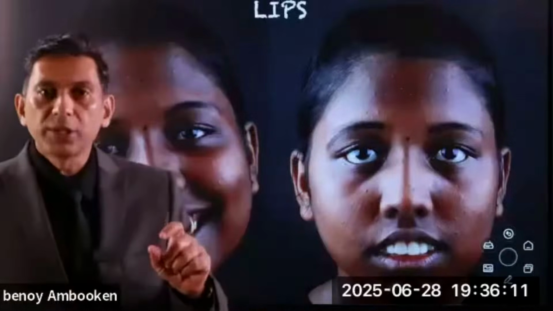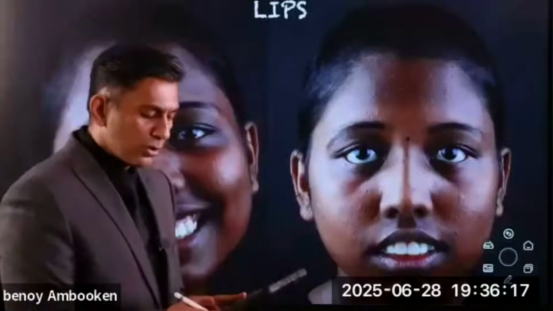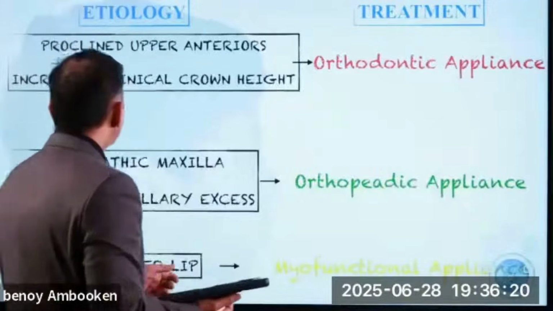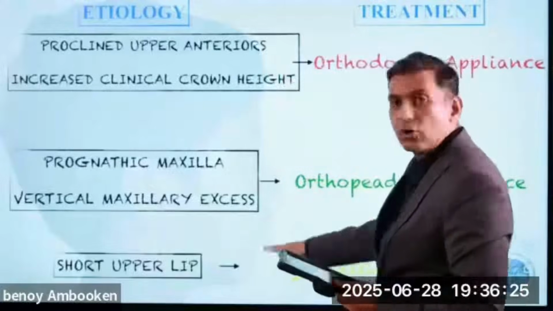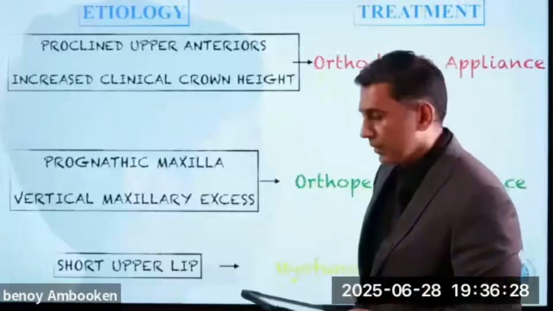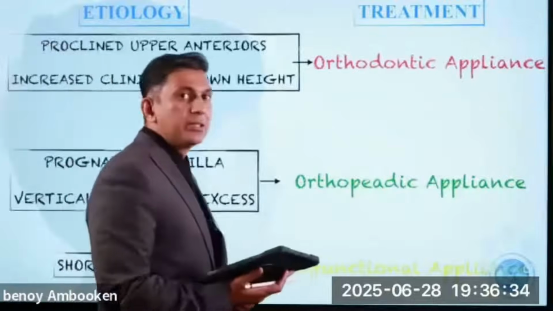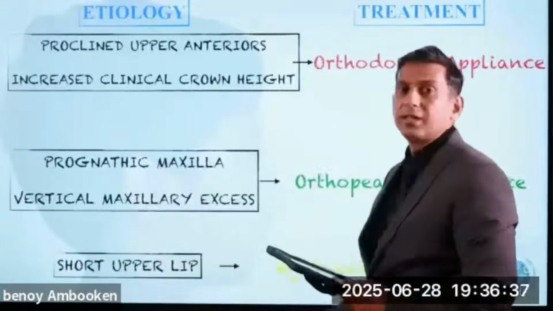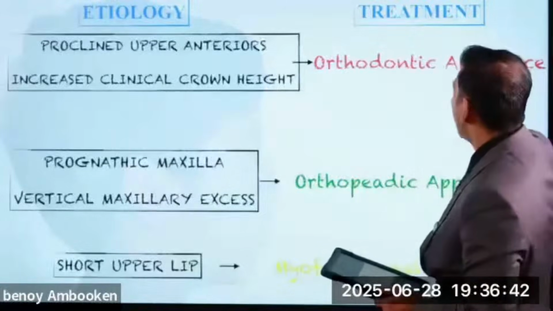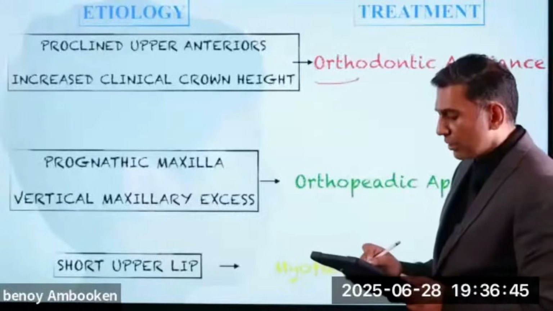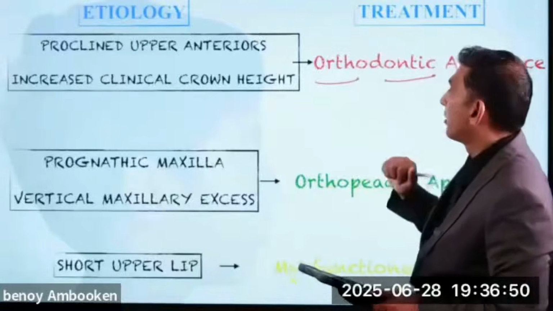So lips are incompetent not only because of dental proclination. There are a lot of etiologies for lips being not competent. So when we look into why the lips are not closing, you have to consider various etiologies for lips not being competent. So first etiology, if you check, you will see proclined upper anteriors, at the same time increased clinical crown height. That is something related with the dentition. That is the time you can practice orthodontic appliance. What is orthodontic? Correcting the teeth.